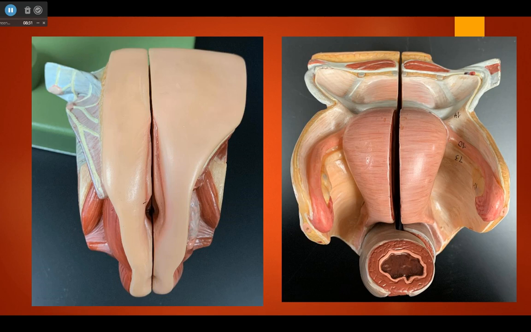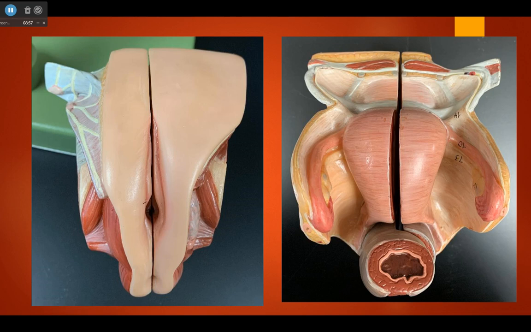Moving on to the female. Figure 42.3 you can ignore. Figure 42.4, 42.5 you can ignore. 42.6, if you're going to be a gynecologist, there's your life, but the rest of us, we're going to ignore that. And we're just going to skip directly over to the female, which is 42.7.